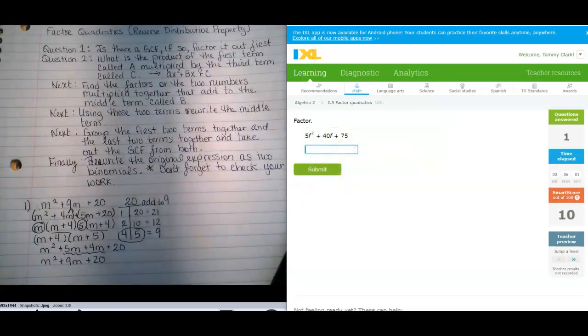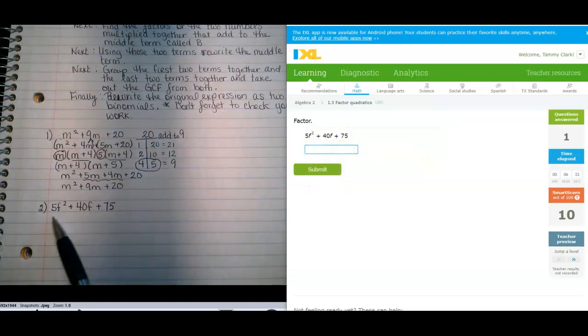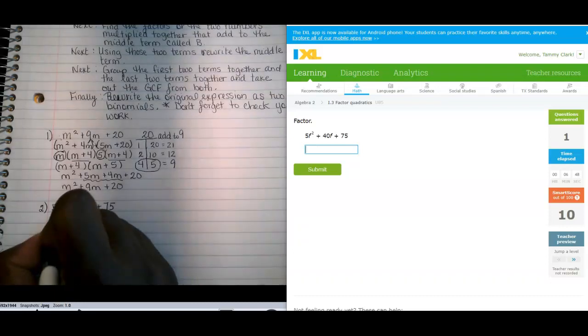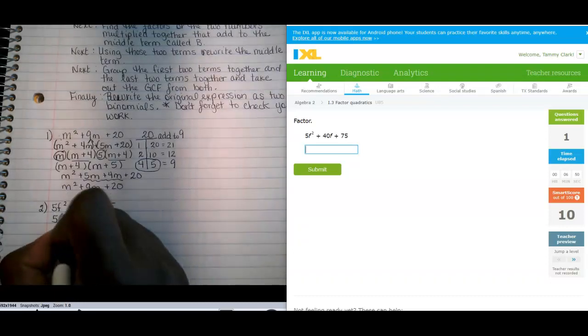All right, let's do the next one. The next one is 5f squared plus 40f plus 75. First question, is there a greatest common factor? Hopefully you said yes, because 5 goes into 40 and 5 goes into 75. So we're going to pull out our greatest common factor of 5.